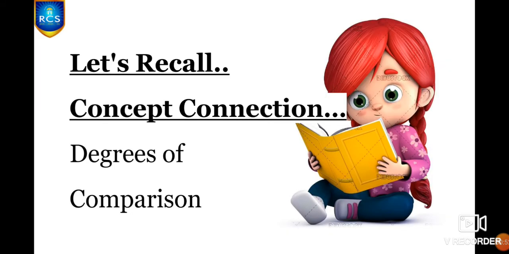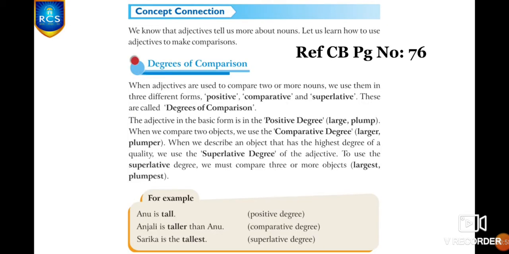And now let's recall the concept connection, degrees of comparison. In your concept book, all of you take page number 76. Degrees of comparison. We know that adjectives tell us more about nouns, right? And let us learn how to use adjectives to make comparisons. When adjectives are used to compare two or more nouns, we use them in 3 different forms: positive, comparative and superlative. These are called degrees of comparison.